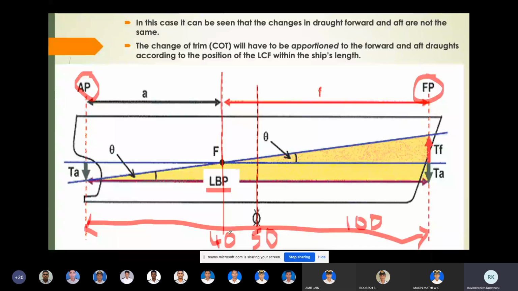Okay, here in this condition, my F position is aft of midship. This is midship, aft of midship. So my F position, let's say it is at 40.